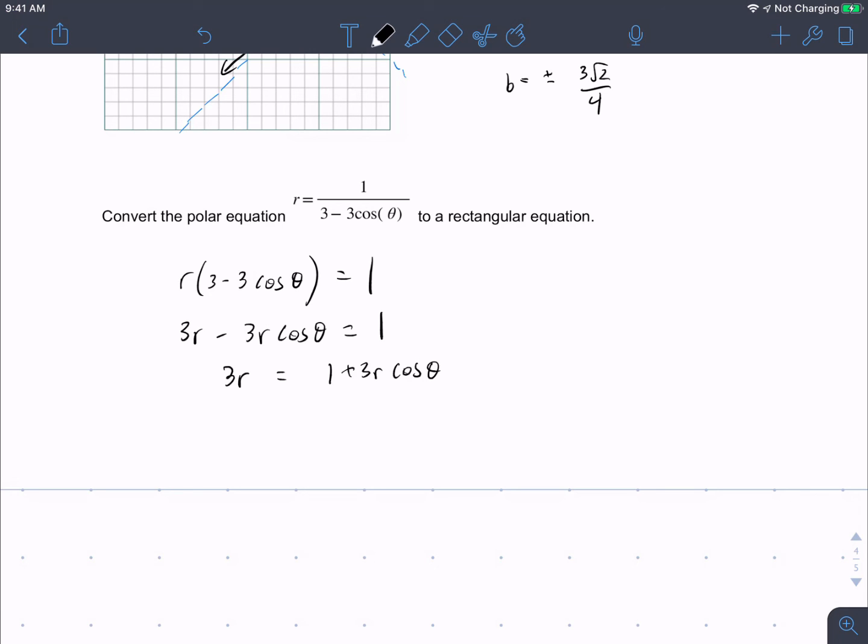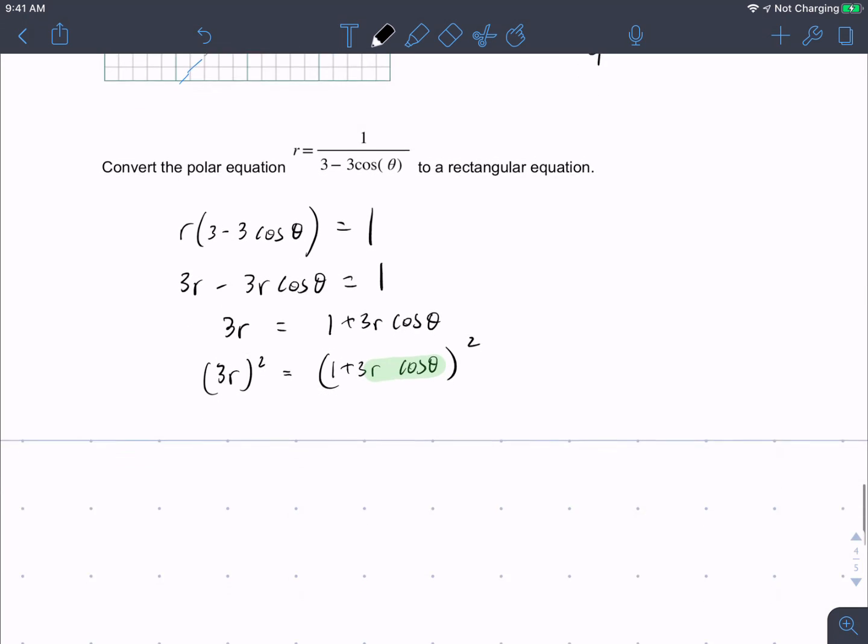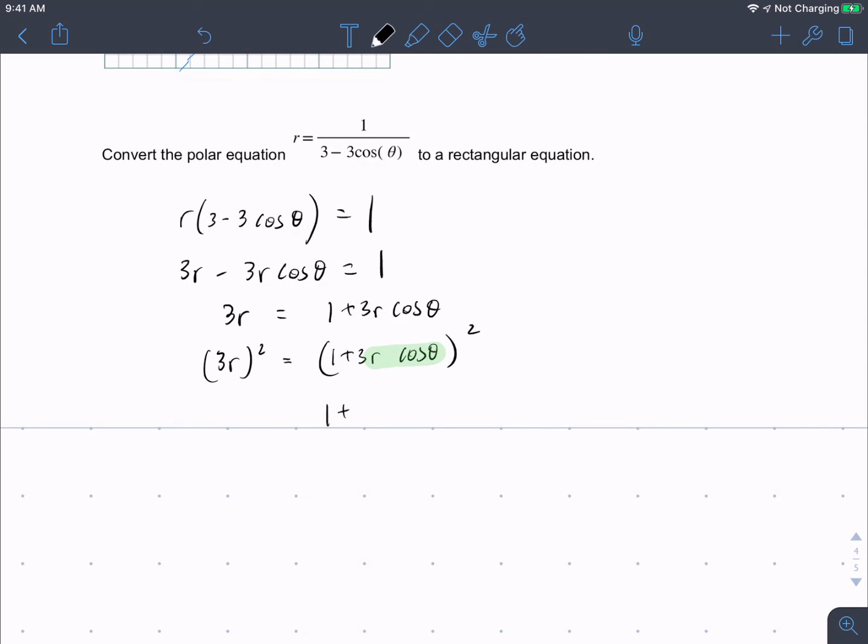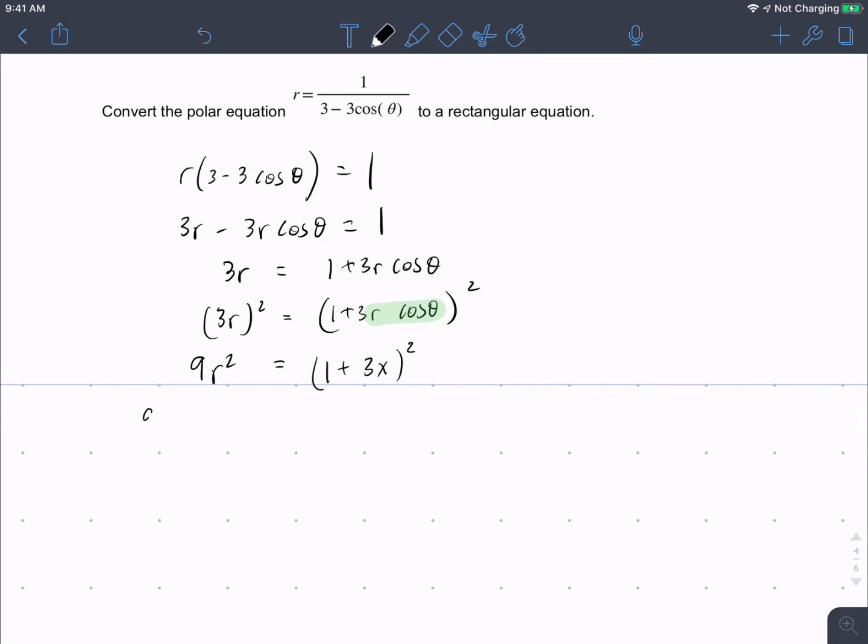And then squaring both sides, I'm going to get 9r squared is equal to 1 plus 3r cosine theta, that quantity squared. But I noticed something really actually pretty cool. And the cool thing is that r cosine theta really is x. And so this can be written as 1 plus 3x, that quantity squared. And then I know over here that this is going to be 9r squared. But I know that r squared really is equal to x squared plus y squared. And then I'll expand the other side.